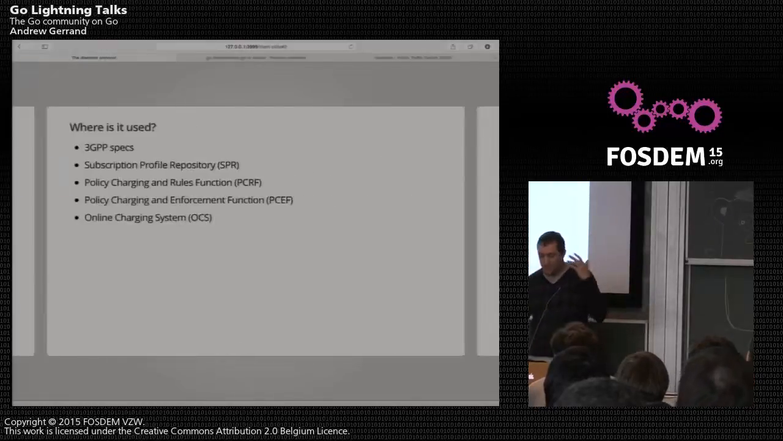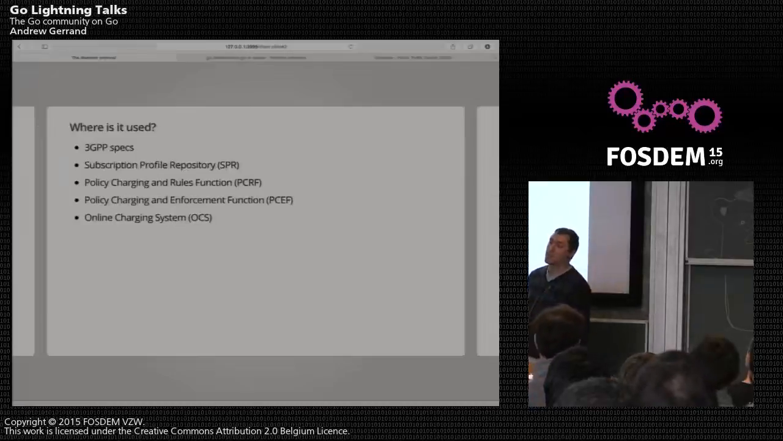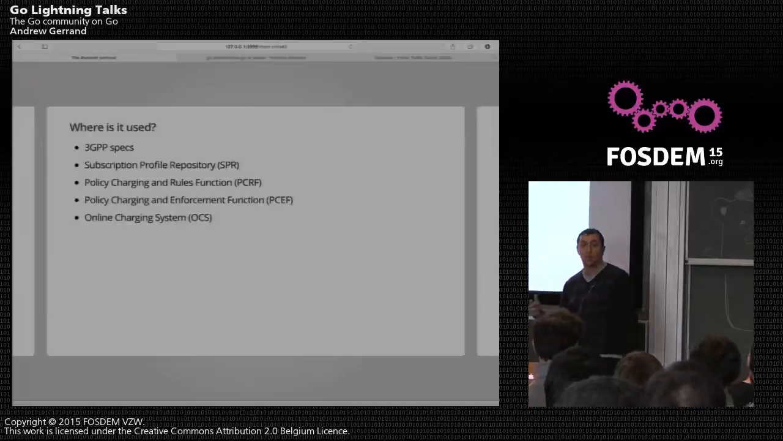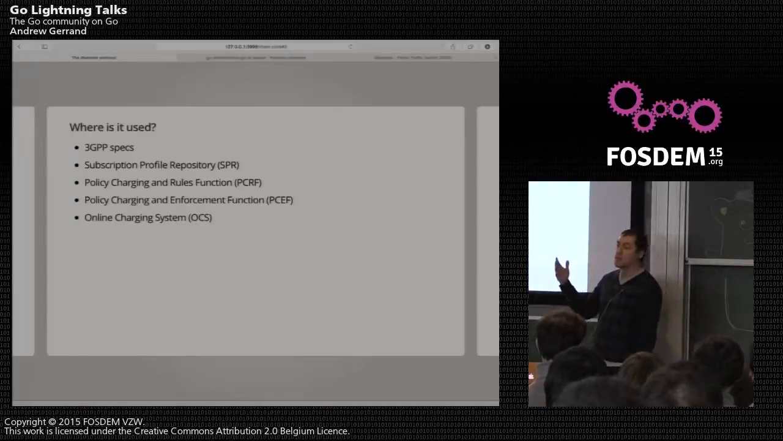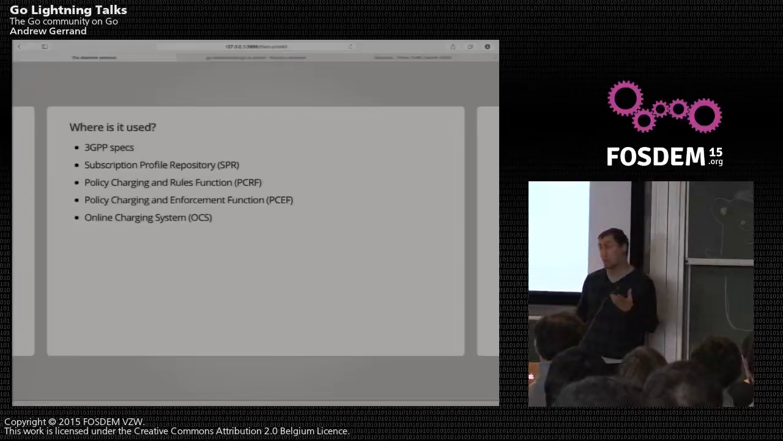So where's this protocol really used? This is part of the 3GPP specs. So everyone that is running access networks, mostly the carriers, they have equipment in their network that speaks Diameter. This is an evolution of the RADIUS protocol, right? Used for accounting, used for a bunch of other stuff.